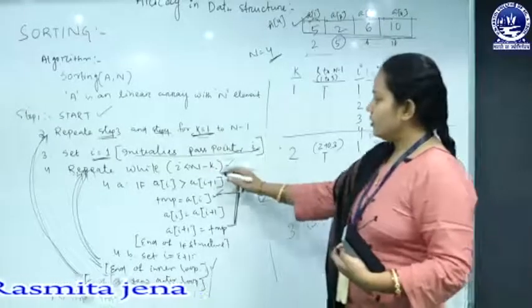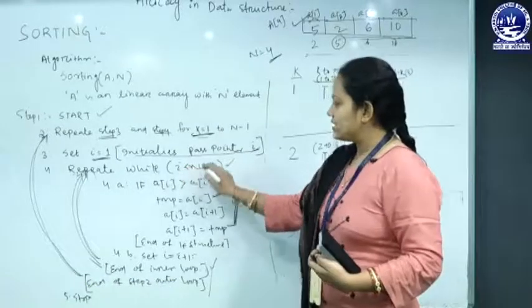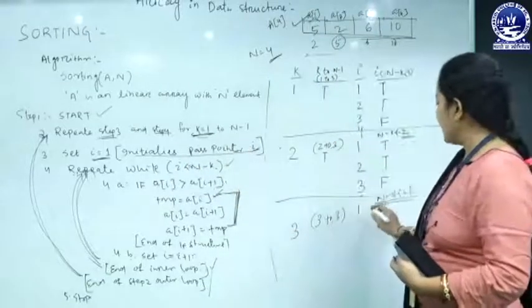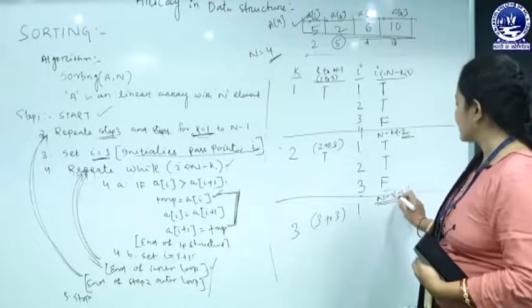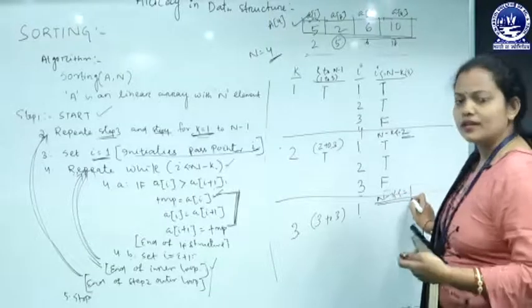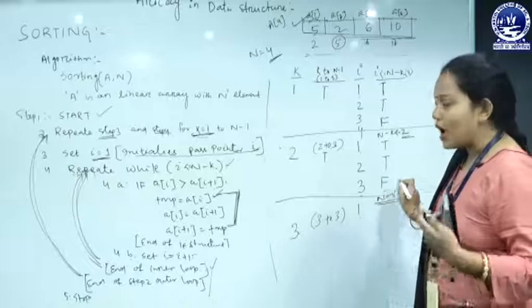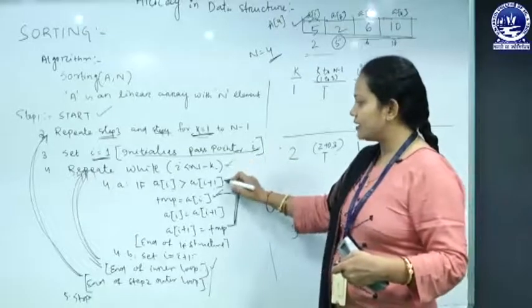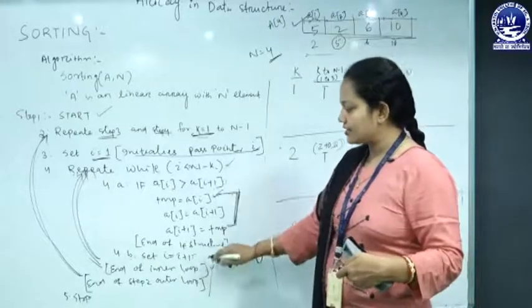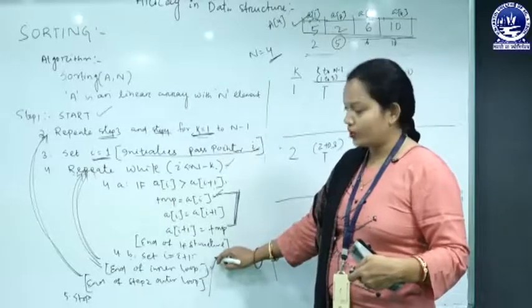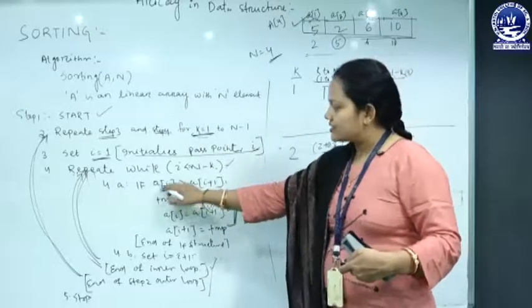Okay. So let me check I less than equals to n minus k. I is 1 and n minus k is 1. The condition is true because 1 is less than equals to 1. As this condition is true, then we will execute step 4a and step 4b. Okay, so let me execute this.